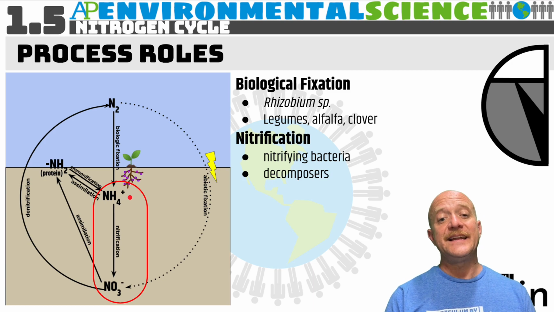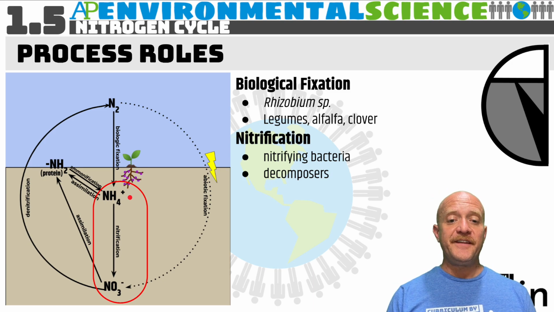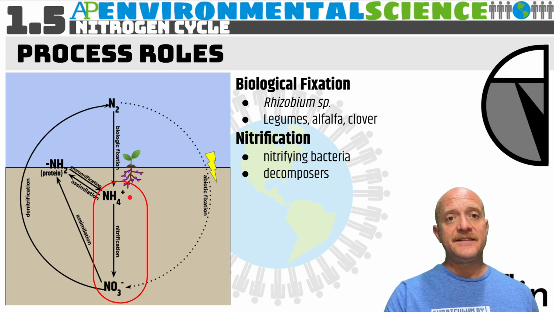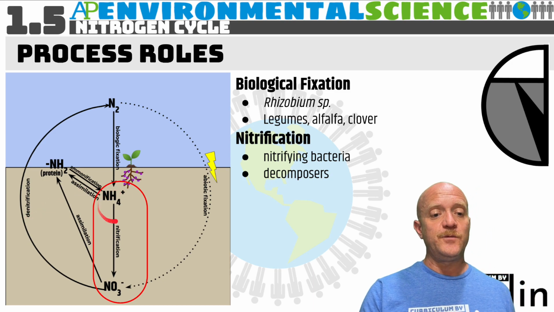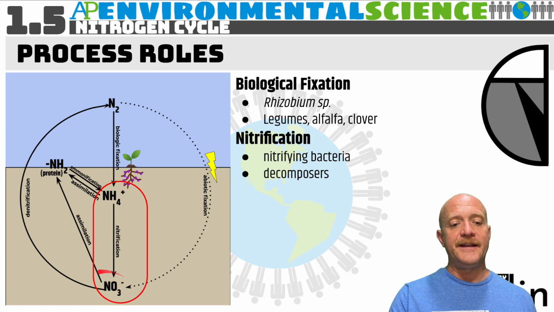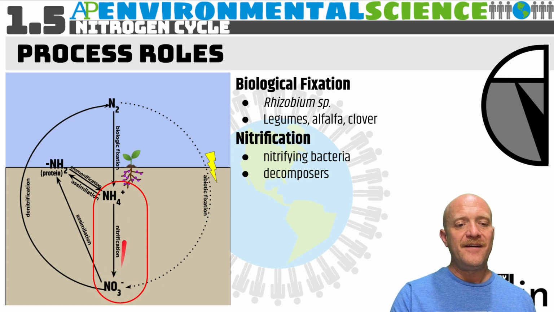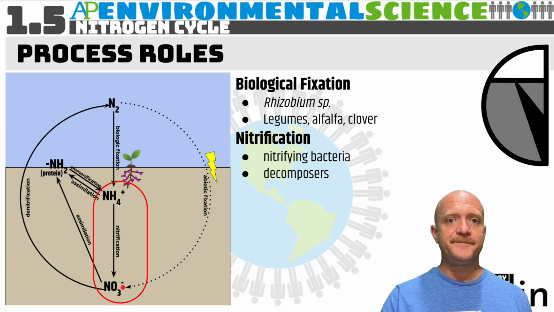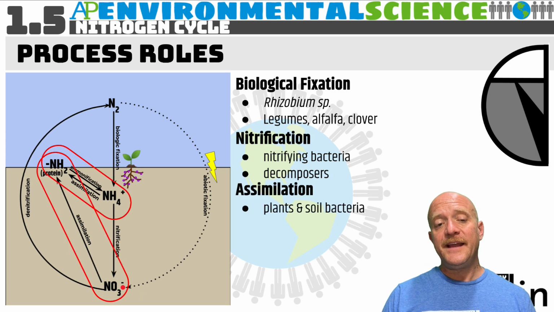The next step is nitrification. And nitrification takes place with the action of nitrifying bacteria. And that is something that decomposers will do. It's when ammonium and ammonia is broken down and converted into NO3, which is nitrate. You're going to have to remember all of these chemical formulas throughout this year, so just commit them to memory now. Again, NO3, nitrate.